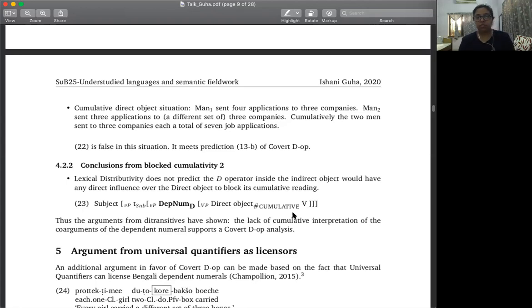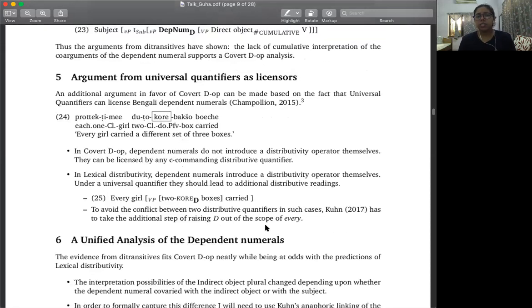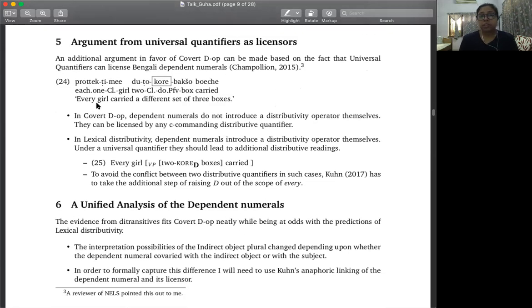Okay, so far we have shown that the lack of cumulativity of the co-arguments of dependent numerals supports a Covert D op analysis. A further argument can be made from universal quantifier licensors of dependent numerals. Okay, so 24. Every girl carried a different set of 3 boxes. প্রত্যেকটি মেয়ে দুটো করে বাক্স বয়েছে. Since in covert D dependent numerals do not introduce a distributivity operator themselves, they can be licensed by any commanding distributive quantifier. So a construction like 24 is not a problem for covert D.